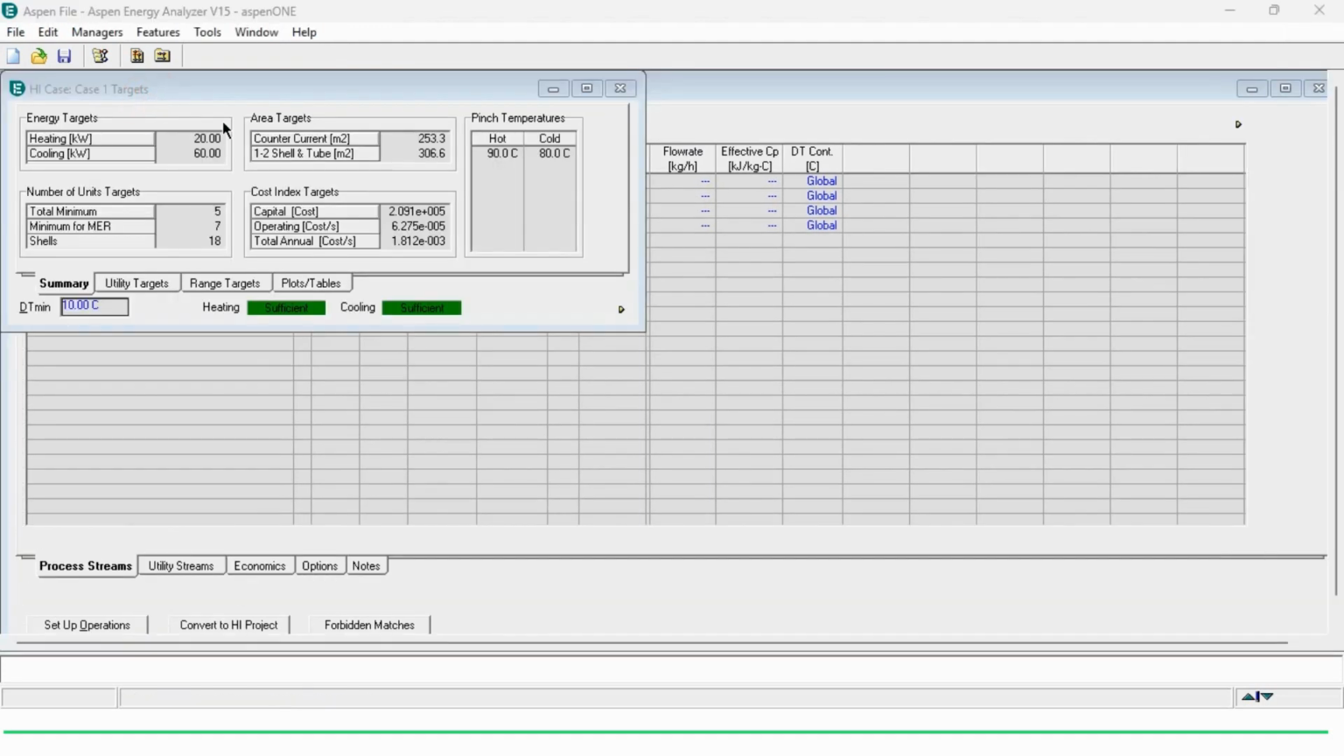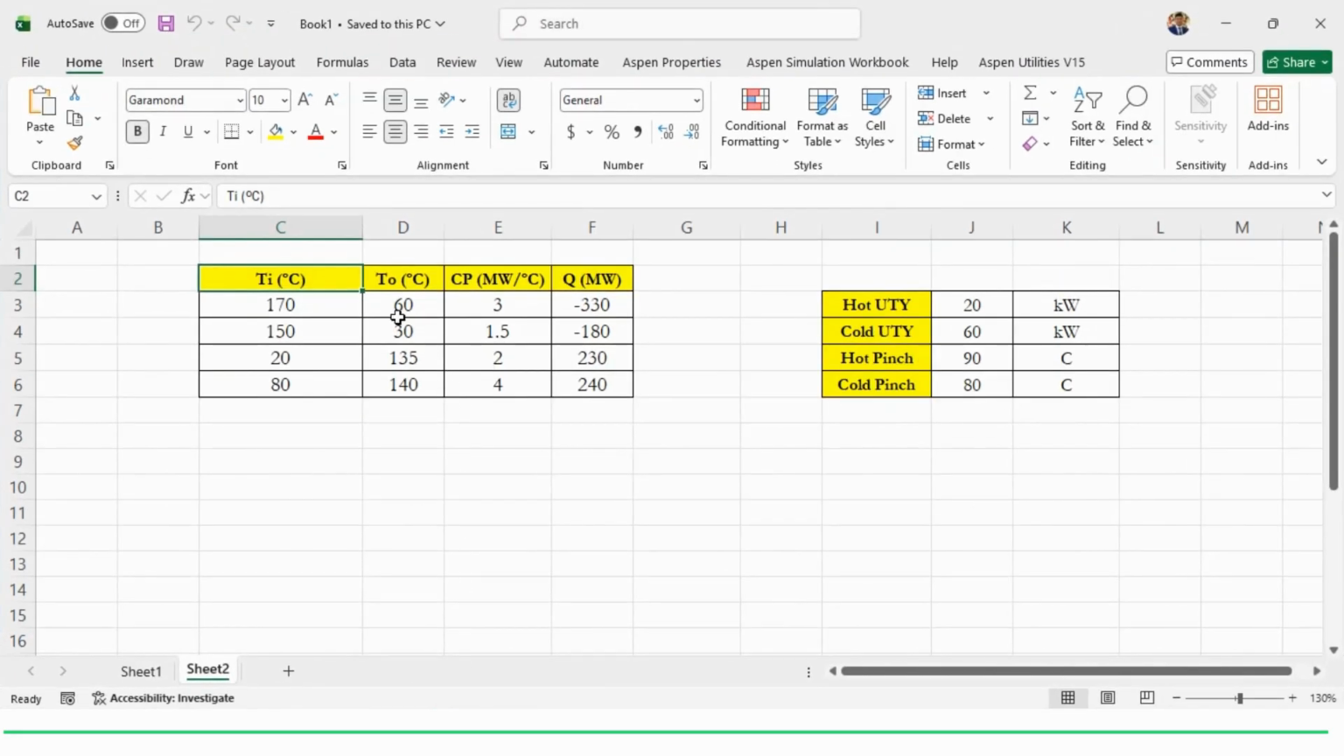And if we look at the targets, the heating load requirement is 20 kilowatt. The cooling load requirement is 60 kilowatt for the value of delta T minimum as 10 degrees centigrade. The hot pinch temperature is 90 degrees centigrade, while the cold pinch temperature is 80 degrees centigrade. Even we have this data in Excel as well. And if you remember, previously we have calculated these values both manually and using Aspen Energy Analyzer. But our objective today is to vary the utilities to see its effect on the performance of the system.